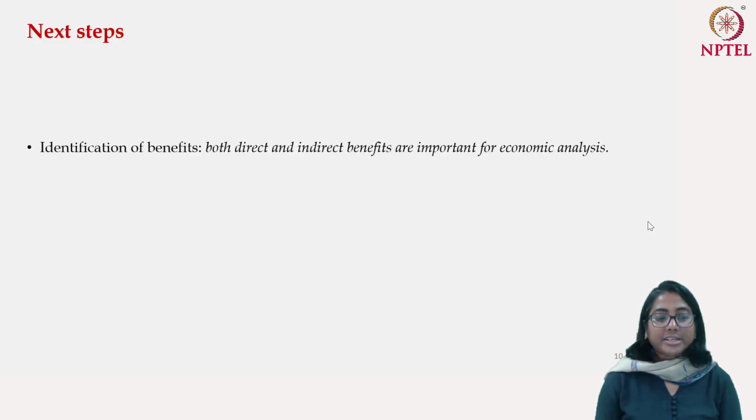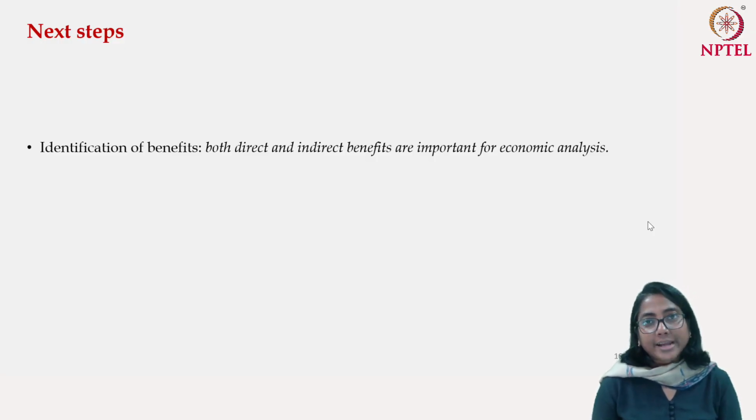The next step after you identify the costs is to identify the benefits. The benefits can be of two types: one is the direct benefit and the other is the indirect benefit. What is the direct benefit from setting up, for example, a hydropower project? One benefit is definitely that you are producing electricity. Electricity has a particular price and is bought and sold in the market, generating some revenue. So this is one direct benefit.